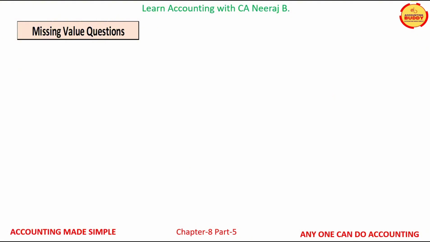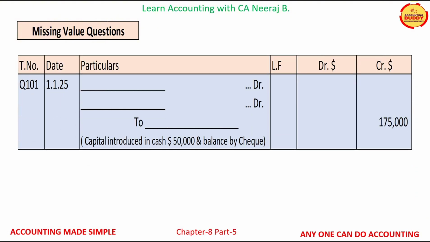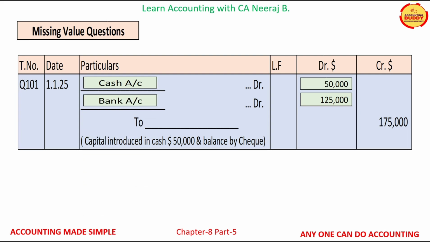In this section, we will attempt missing value questions. In question 101, the given information is total capital of $175,000 is introduced, of which $50,000 is paid by cash. Basis this information, the journal entry which will be passed for this transaction is cash account will be debited with $50,000. The balance amount of capital will be $125,000 for which bank account will be debited. The total amount of $175,000 introduced in the business will be credited to capital account.